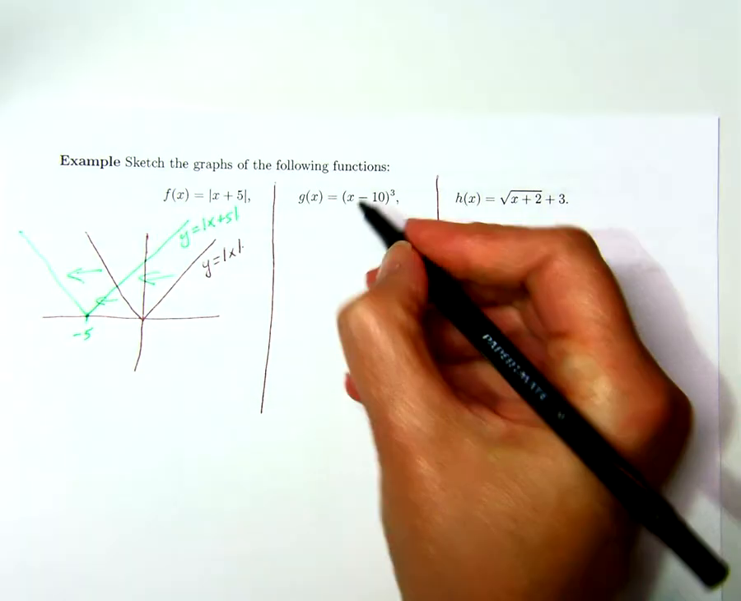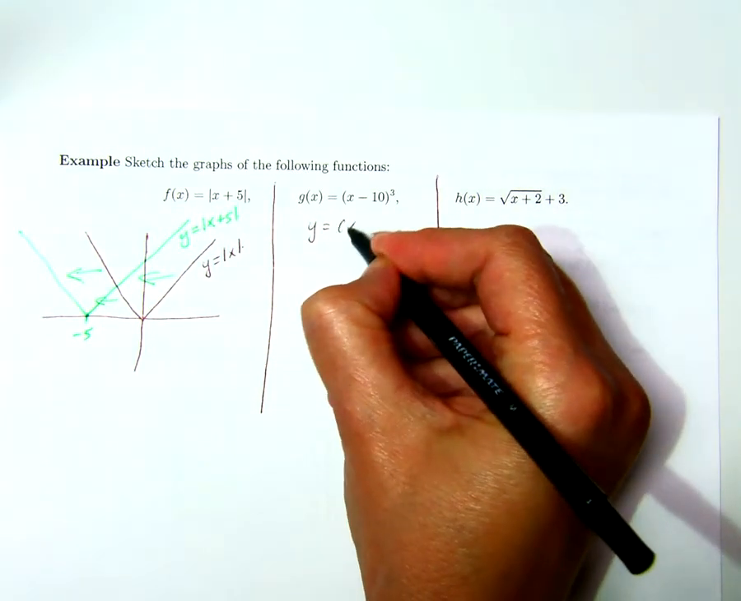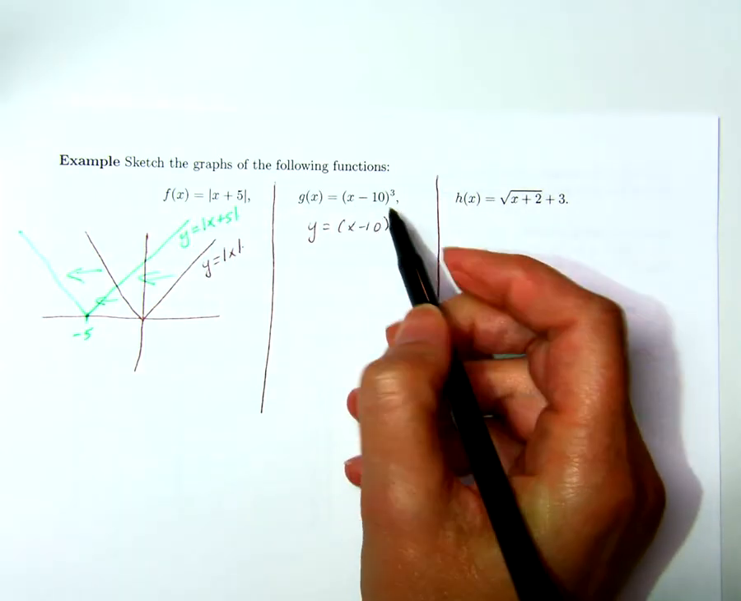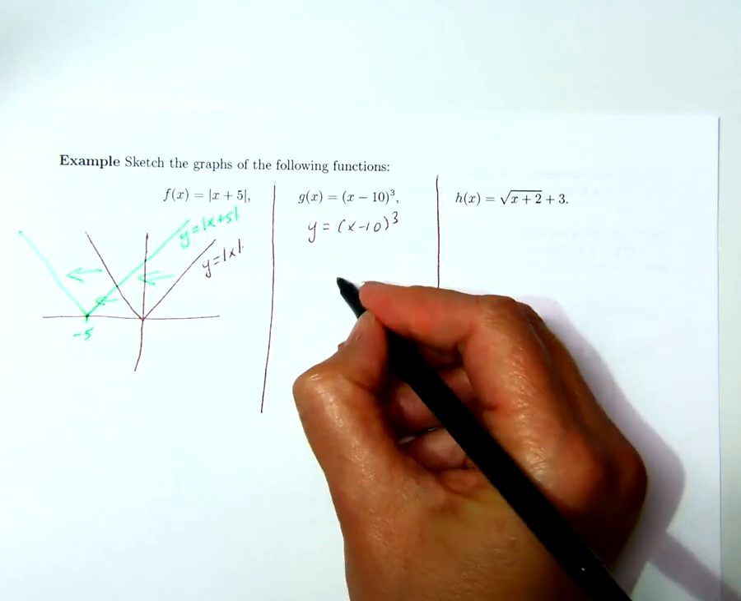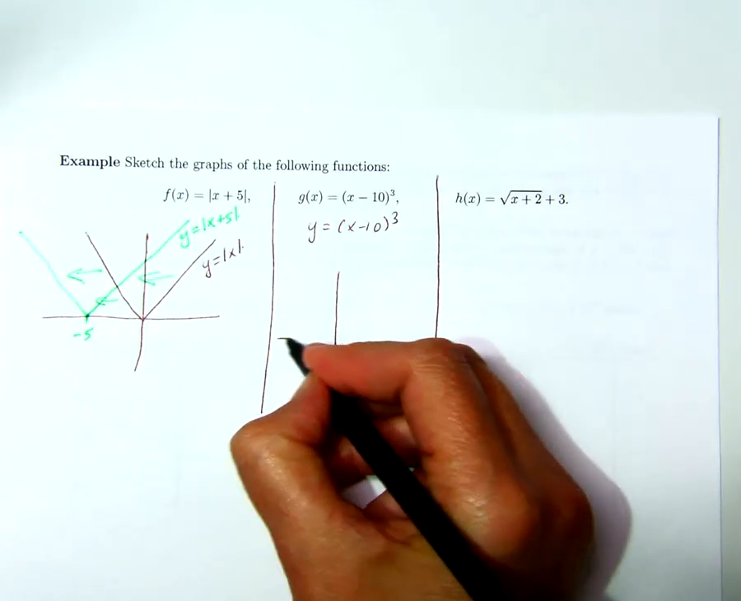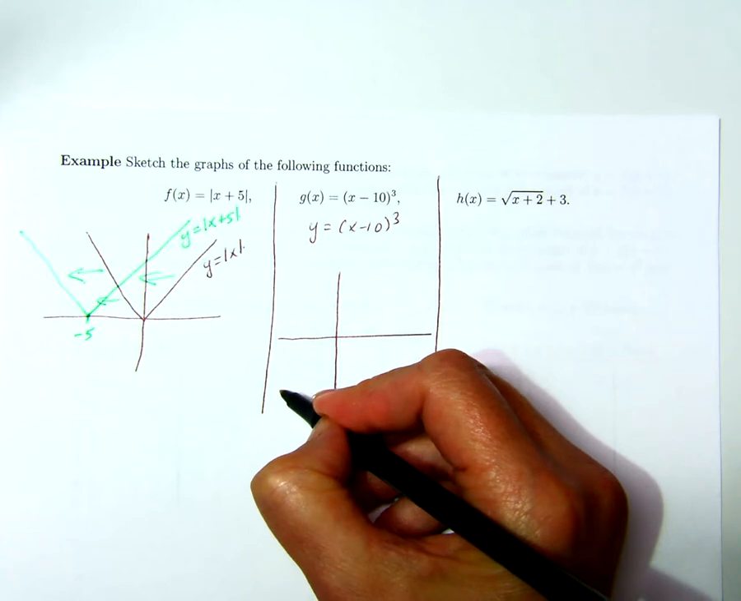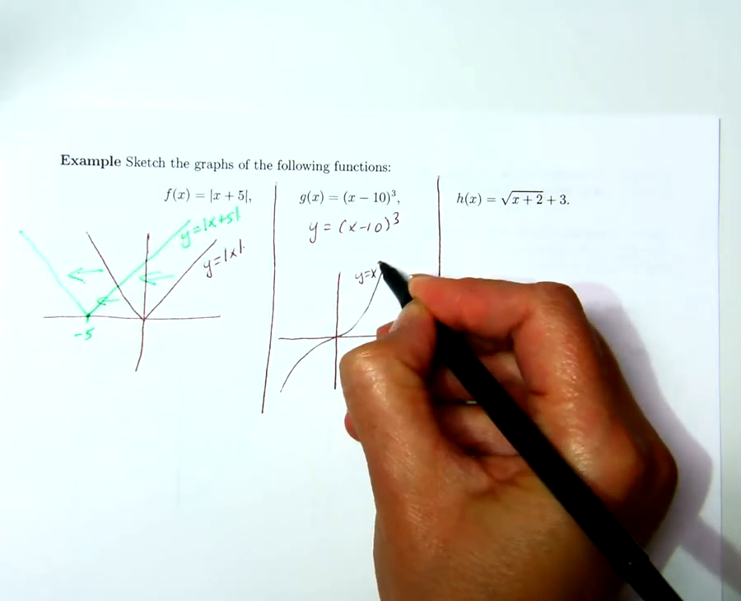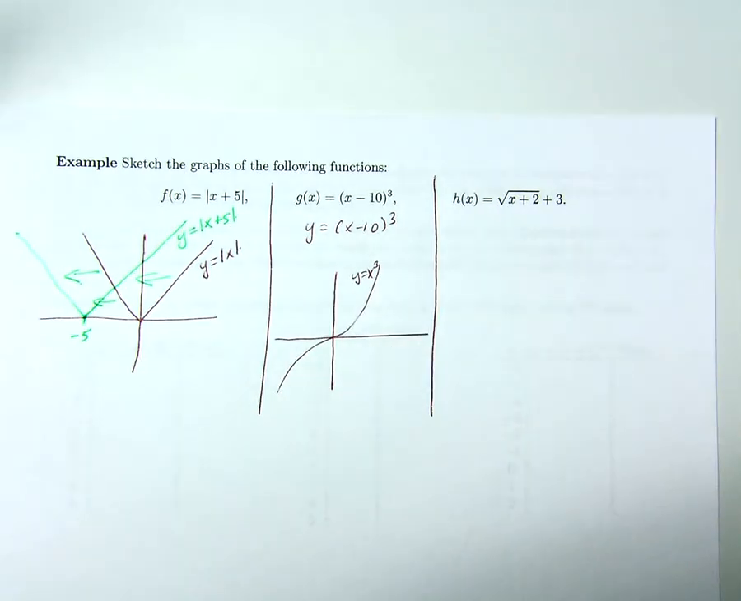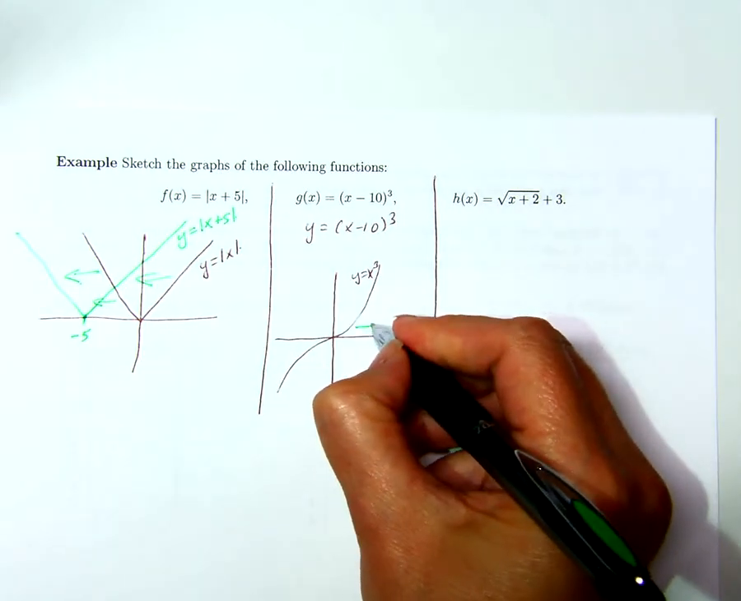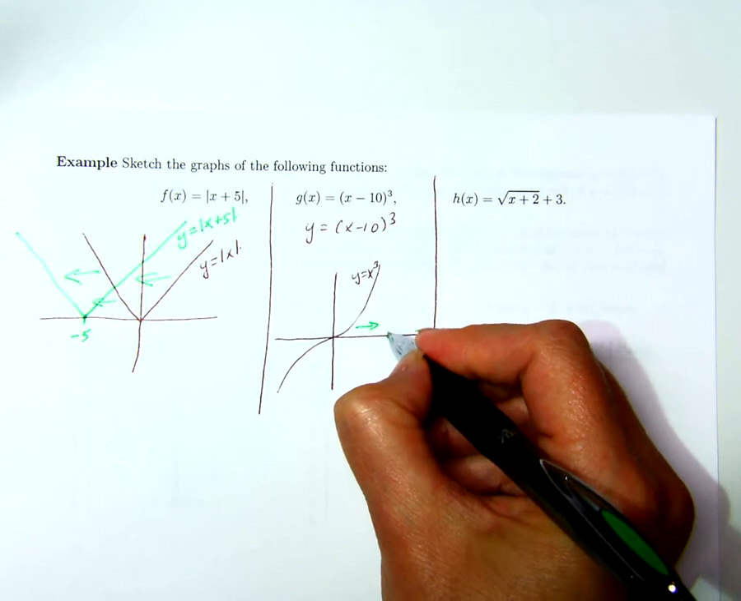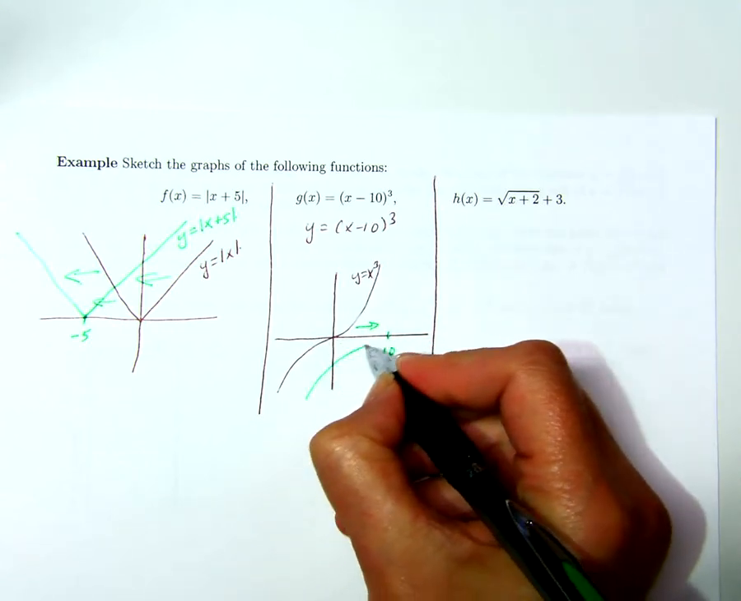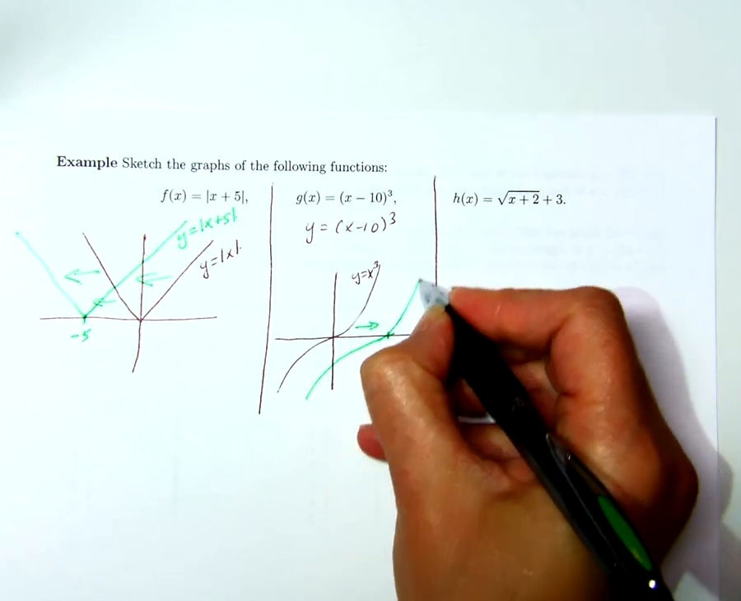For y equals x minus 10 cubed, this is going to be the graph of y equals x cubed shifted to the right by 10 units. So we need the basic graph y equals x cubed here, and then we simply shift everything to the right by 10 units, so it's going to cross the x-axis here at 10. And everything shifts to the right by 10 units.